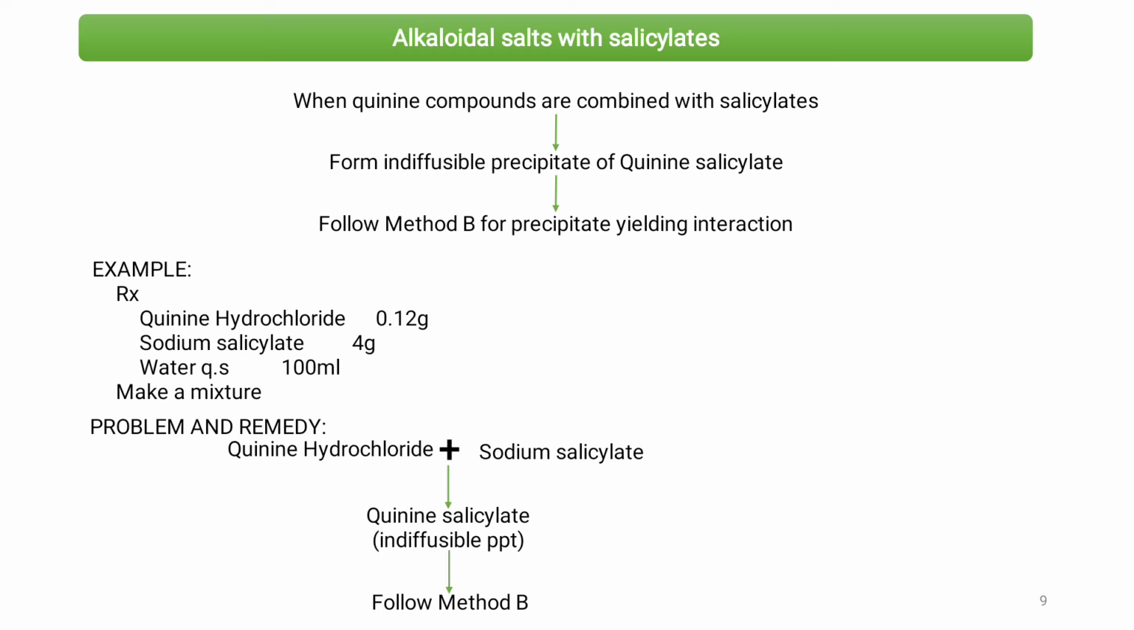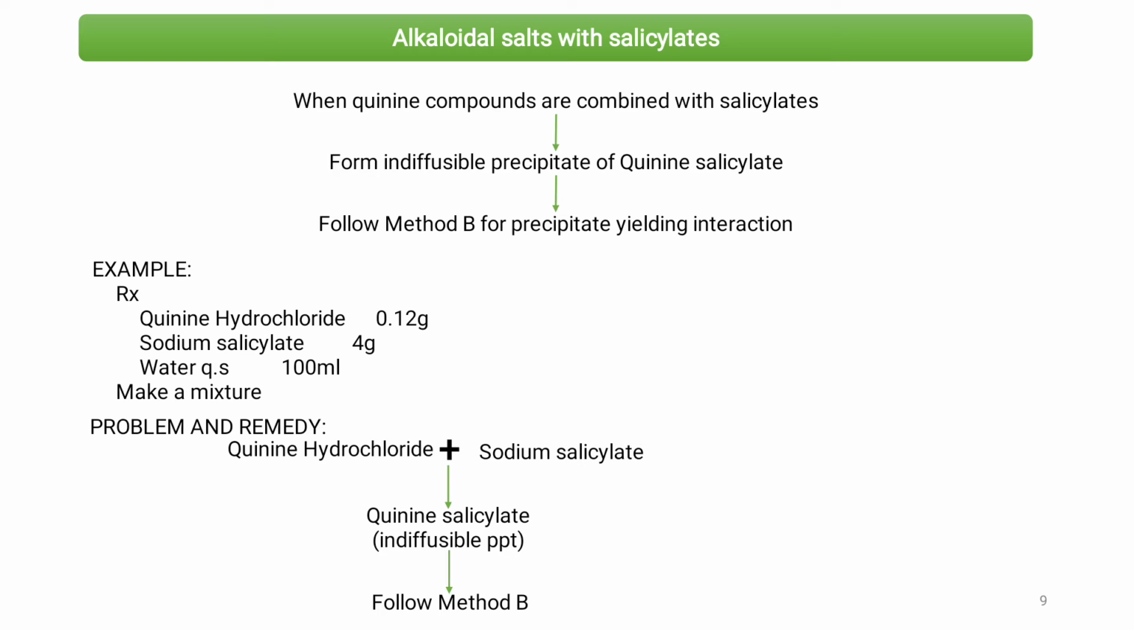When quinine compounds are combined with salicylates, it forms an indiffusible precipitate of quinine salicylate. Any quinine compound combined with salicylate will form an indiffusible precipitate of quinine salicylate. So in case of indiffusible precipitate, we have to follow method B for dispensing the formulation.